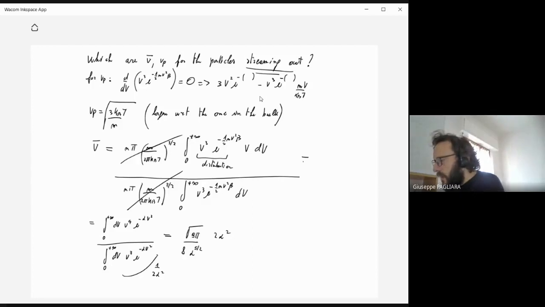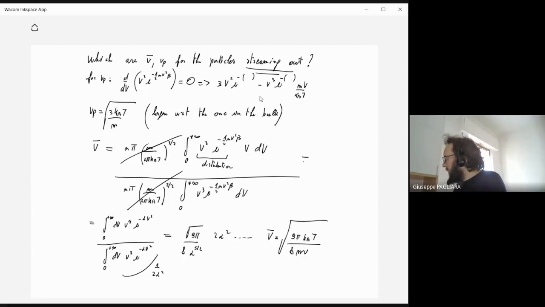Okay, and you work out a little bit the details. You substitute alpha with its value as before, and then you get that the average for the particles streaming out is 9 pi kBT divided by 8m.